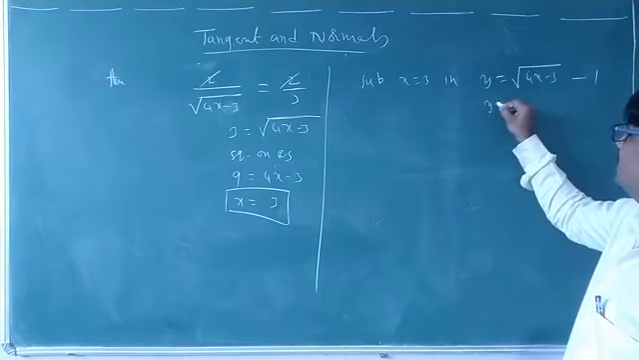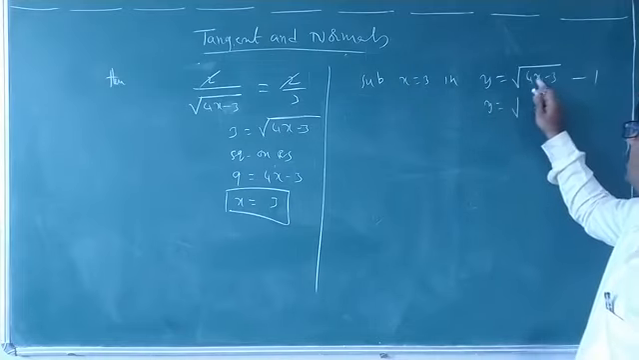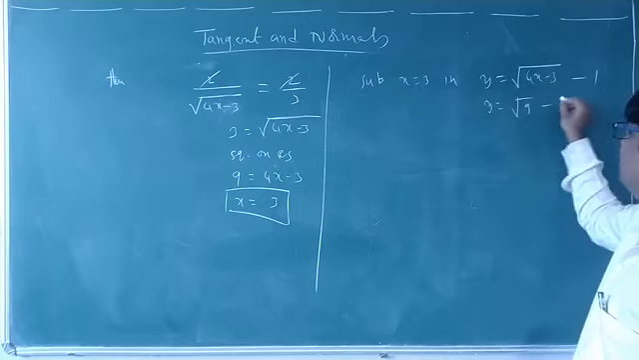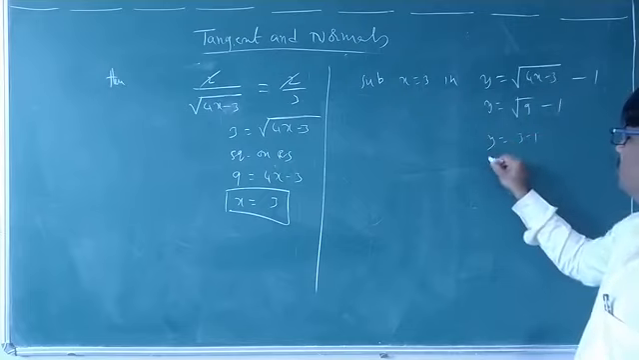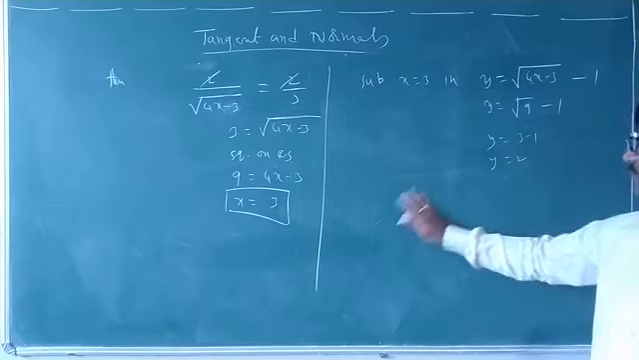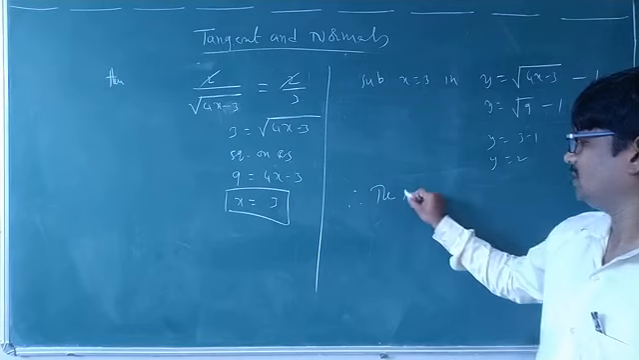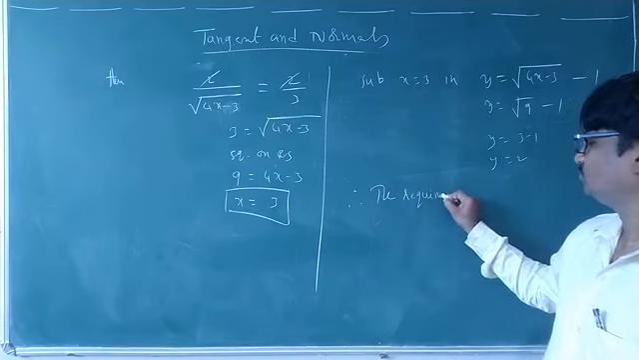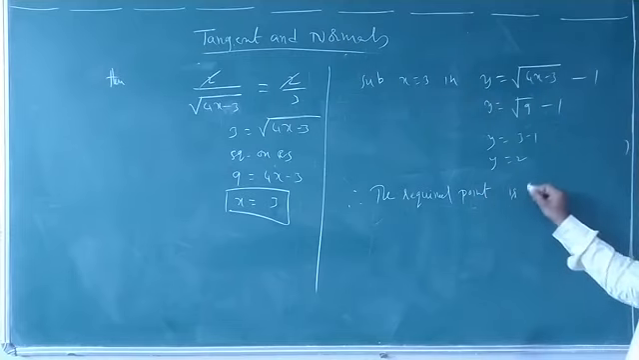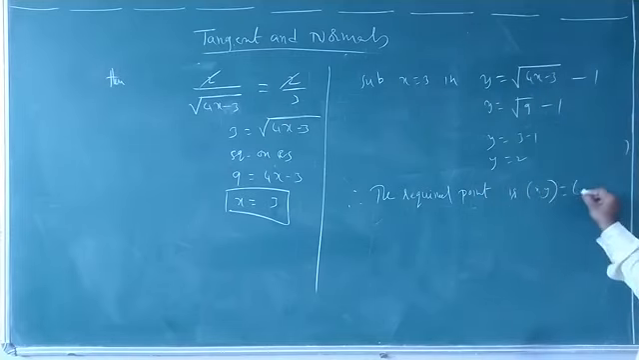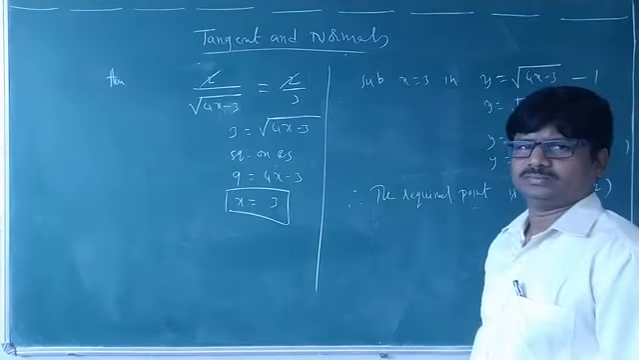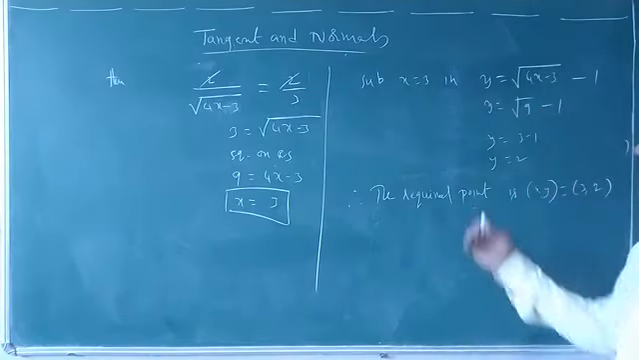Substituting, 4 into 3 is 12. 12 minus 3 is 9, root 9 is 3, minus 1, so y equals 2. Therefore the required point is x comma y equal to 3 comma 2. Understand? It is about the point.